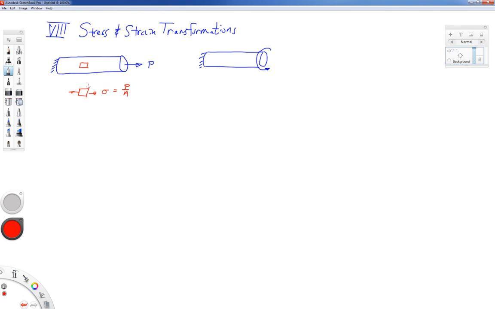And then a little bit later on, at the beginning of the course, we talked about how we could find the maximum shearing stress in the bar. And the maximum shearing stress was at 45 degrees to the axis of the bar. This sigma is equal to P over A. This is actually the maximum normal stress.